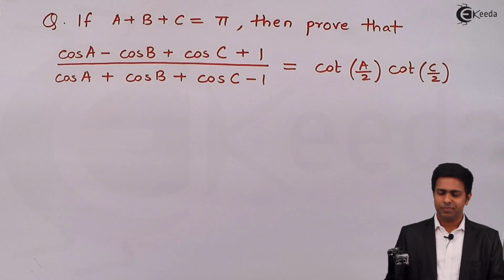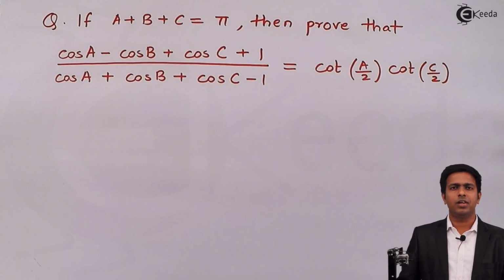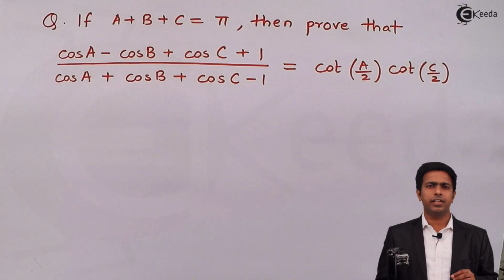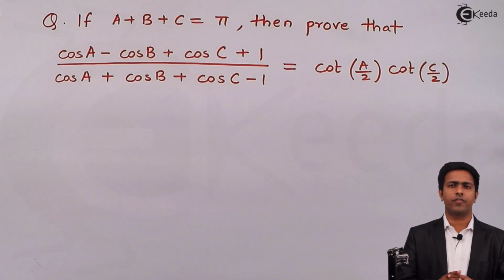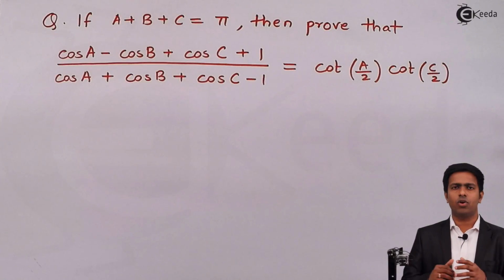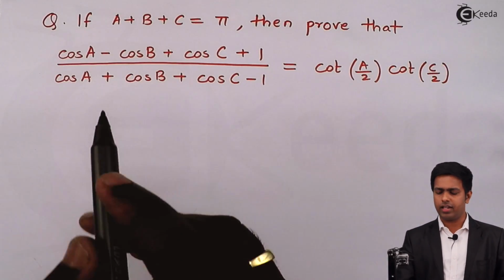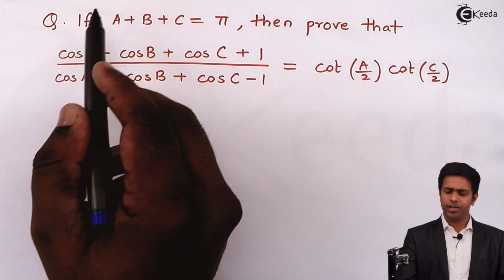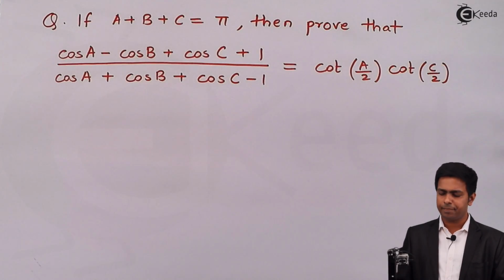Hello friends. So in this video we will learn the numerical based on angles of triangle formulae. So here basically we will be applying the properties of trigonometric functions of angles of triangle and then we will solve this numerical. Now in the question itself it is given that A plus B plus C is equal to pi. So it clearly denotes that this question is from angles of triangle formulae.